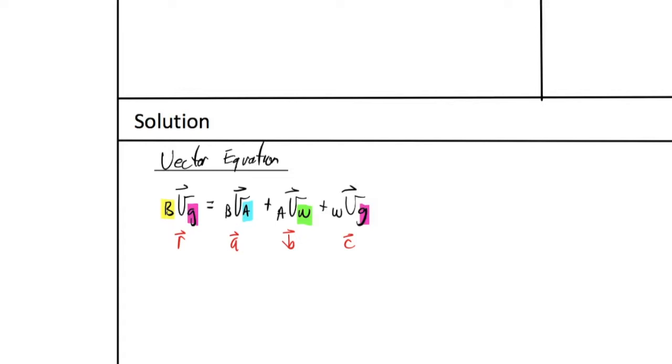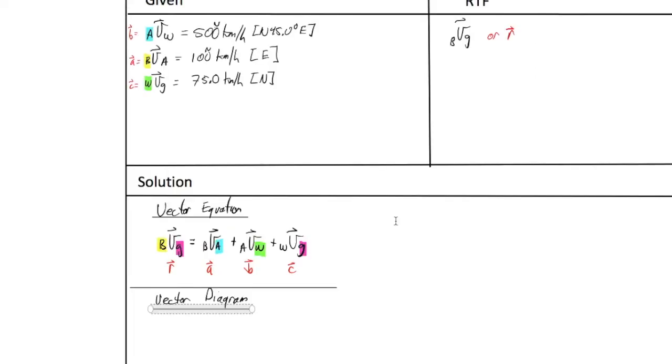Now, the reason why we can jump right into the vector chart is because we know everything about all the vectors that we have. We know everything about vector A, B, and C, unlike some of the previous examples where we didn't have that information. So let's draw our vector diagram.